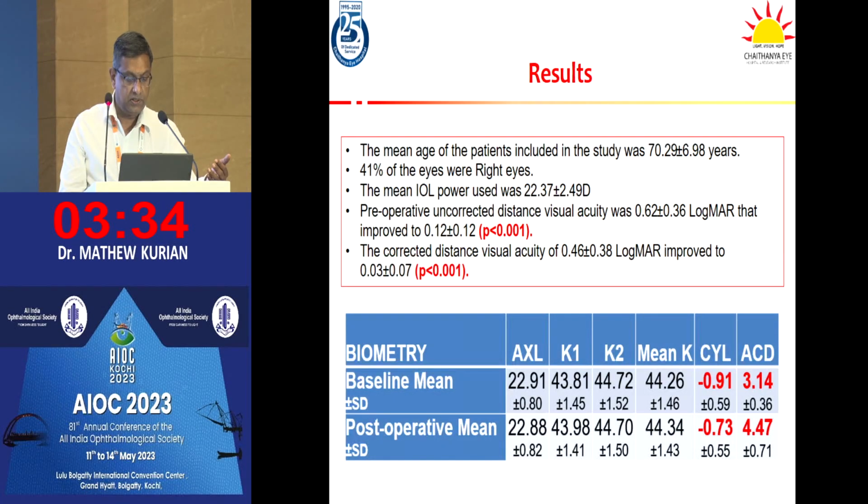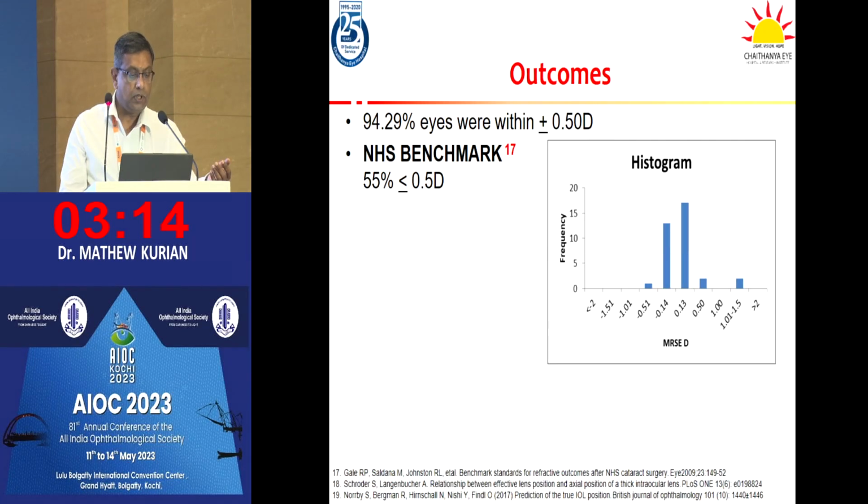Again, statistically significant. The changes in axial length, K1, K2, and mean K were insignificant in pre and post-op patients, and cylinder and anterior chamber depth, because of the thinner intraocular lens, obviously, were statistically significant changes. We were able to achieve nearly 95% of eyes within 0.5. The NHS benchmark is about 55% in the less than 0.5 diopter range.